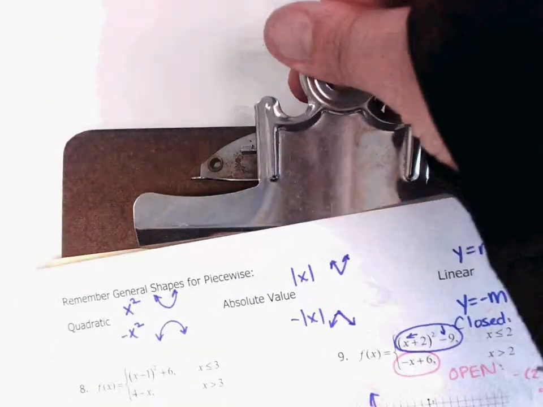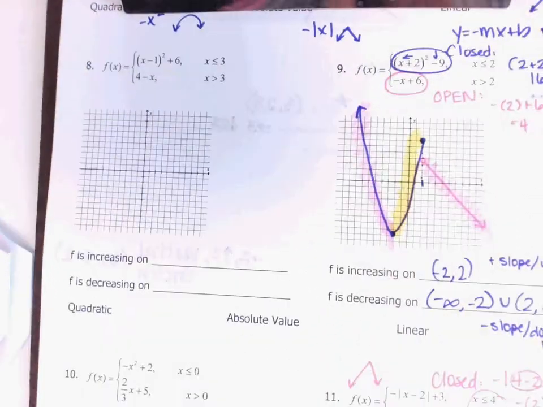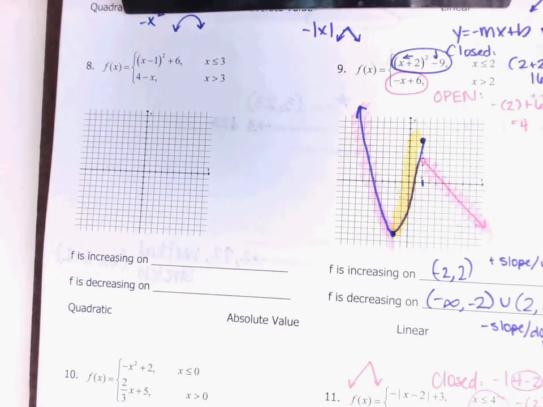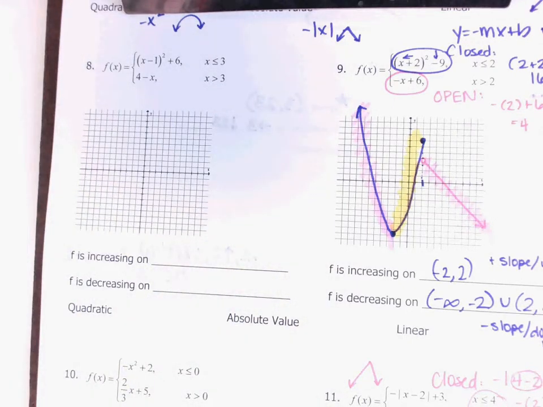Number 10? Yeah. Did you do the graph of it yet for number 10? Yeah, no, I erased it because it's wrong. Okay, so let's fix that. Was this part right at least? Let's see. Okay, so you're very close on this.